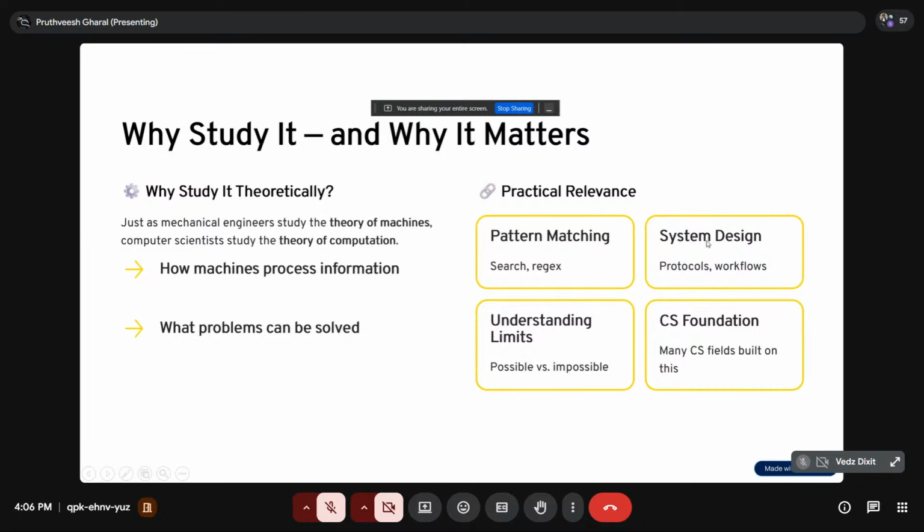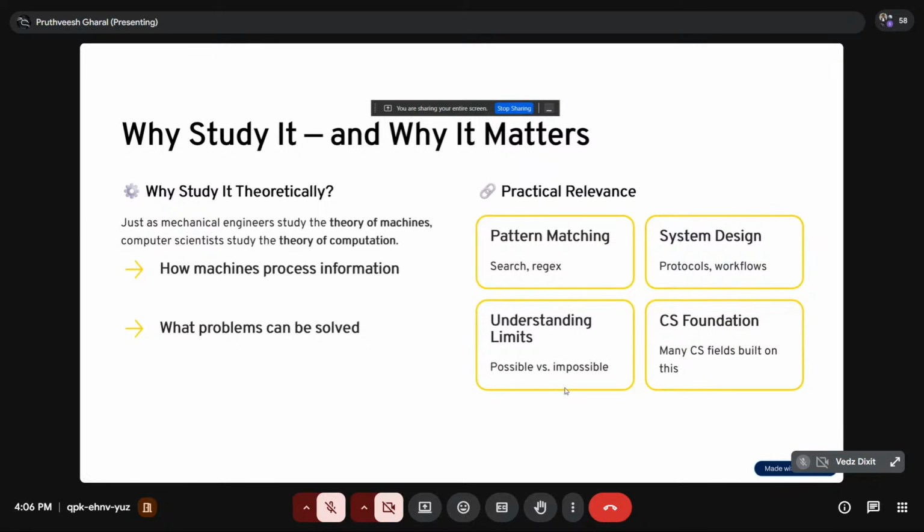Next is system design. System design includes large-scale distributed systems and databases where theory of computation concepts are used. We have studied something called a transaction state in DBMS, right? The failure or success of a transaction is not direct. We represent it using states. Those states are essentially computational theory concepts.